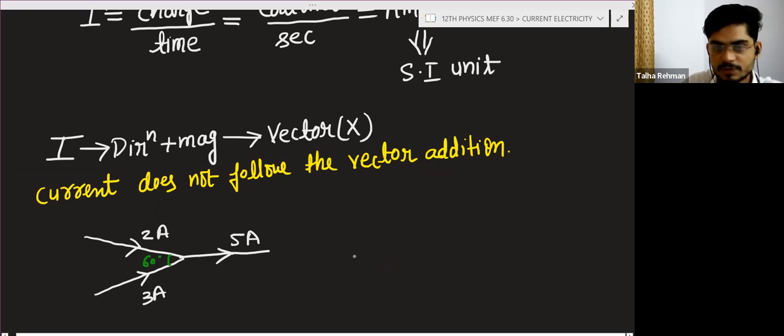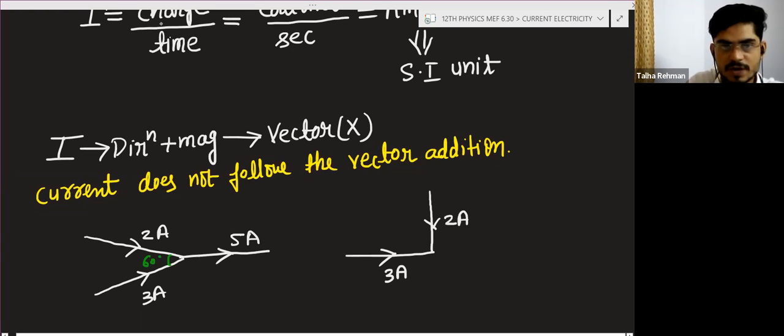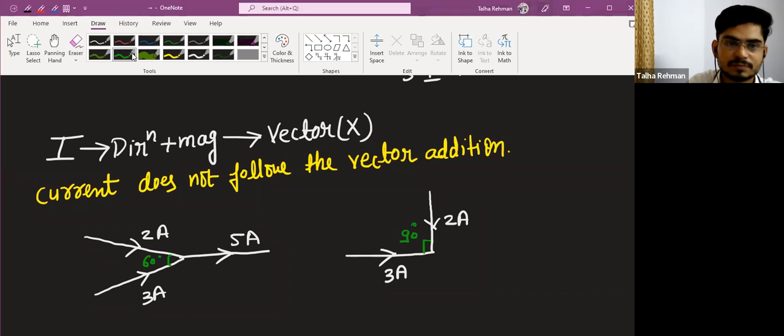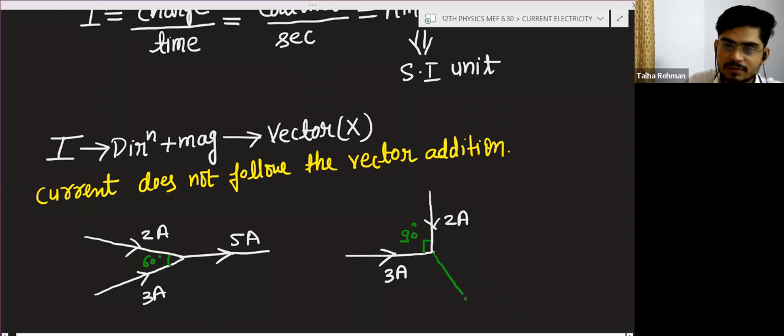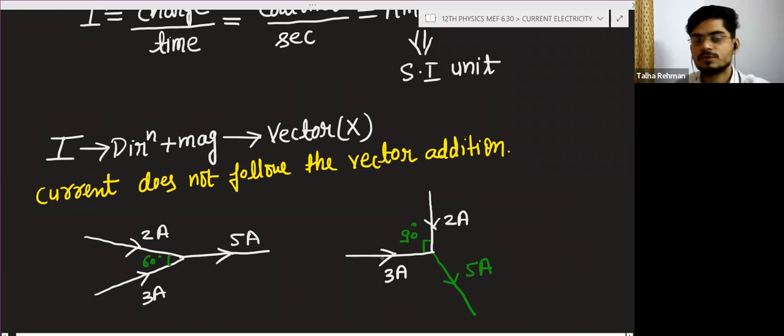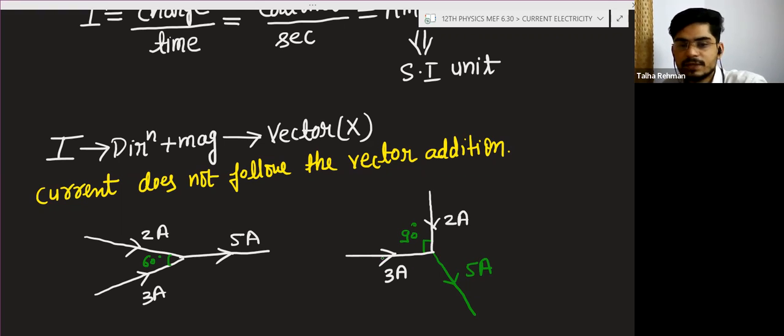Now what I have done, I have changed the direction. I have changed the angle. 3 ampere is flowing like this now, 2 ampere is flowing like this now, and the angle between these is 90 degree. But this time the current will again be 5 ampere. Means on changing the angle you are getting the same result.